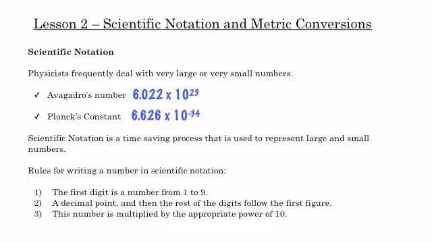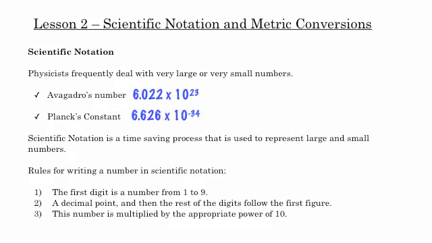to the 23rd. So that's 6.022 and then a whole bunch of zeros after it. Planck's constant, on the other hand, which is used quite a bit in quantum mechanics, is 6.626 times 10 to the minus 34, so a very, very tiny number. Scientific notation then is a time-saving process that's used to represent large and small numbers, and it's something that we're going to work with quite a bit.